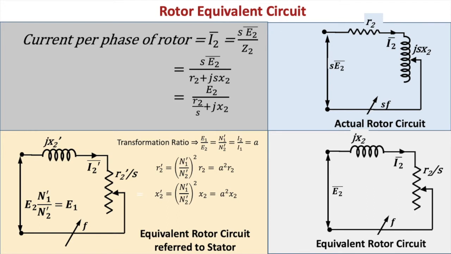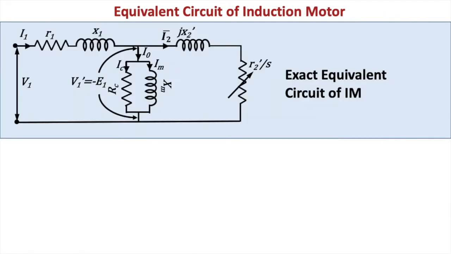Now because all this circuit, when we are referring to the stator, it is at the same frequency F, the supply frequency, the stator and the rotor circuit can be combined. A total equivalent circuit of the induction motor comes as your stator resistance and reactance, then the magnetizing component and the core loss component, and finally the rotor circuit referred to the stator side, that will be X2 dash and R2 dash by S.